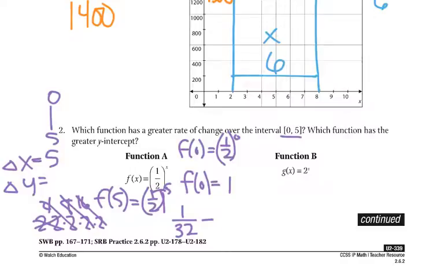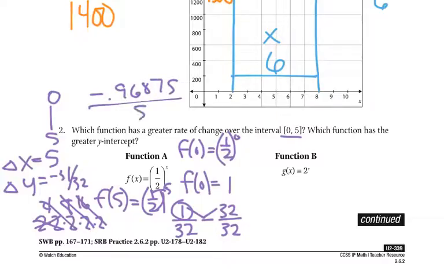Now, to get the same denominator, isn't 1 the same as 32 over 32? So same denominator. So then 1 minus 32 would give us a negative 31 over 32. Which negative 31 divided by 32 is negative 0.96875. Divide that by 5. And we get a rate of change of, let's write that up here.